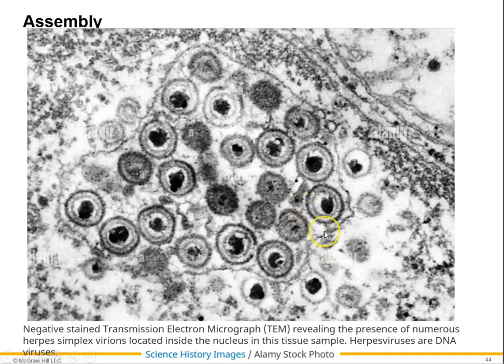They are being assembled. Now remember, herpes simplex is a DNA virus, so it's going to be replicated and assembled in the nucleus. If this were an RNA virus, we would see the virions out here in the cytoplasm.